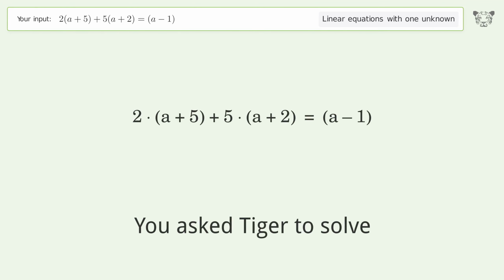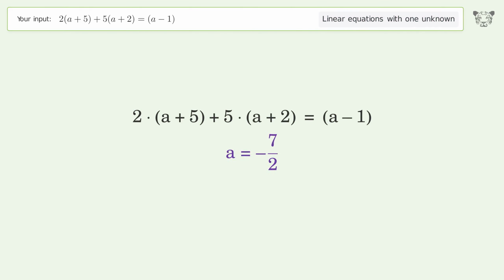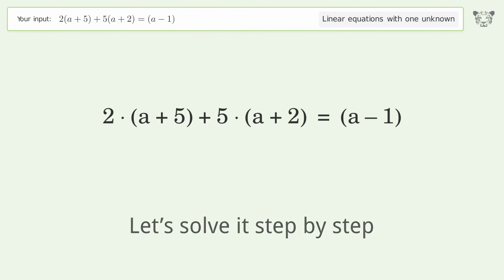You ask Tiger to solve. This deals with linear equations with one unknown. The final result is a equals -7/2. Let's solve it step by step.